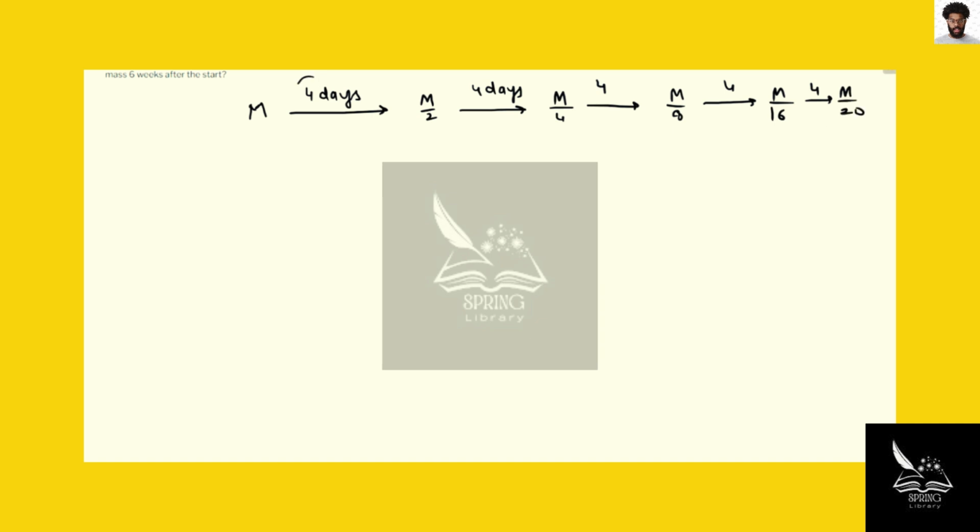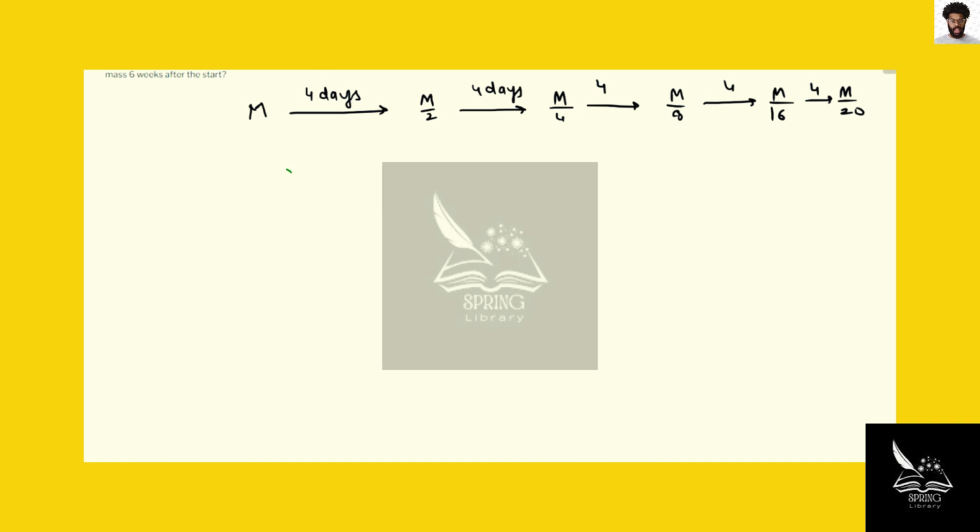If the initial mass was m and the half-life is 4 days, it means that after 4 days, it will reduce to half of its value, which is m over 2. After another 4 days, it will reduce to half again, which is m over 4. Likewise, another 4 days, m over 8, another 4 days, m over 16, and another 4 days, it will be m over 32. So this is 4, 8, 12, 16, and 20. After 20 days, it has been reduced to 1/32 of its weight, and that's what we have to find.